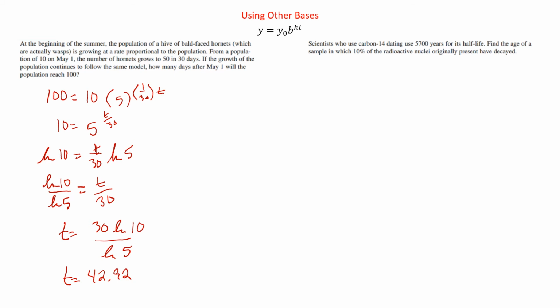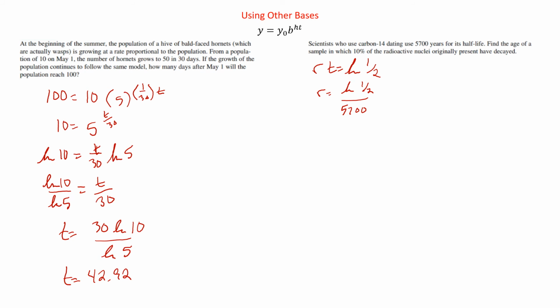Scientists who use carbon-14 dating use 5,700 years for its half-life. Find the age of a sample in which 10% of the radioactive nuclei originally present have decayed. So the first thing we need to do is find that k, or that r, that constant. Remember, on that last slide, rt equaled natural log of 1/2. Well, if we divide by t, because we know it was 5,700 years, we can find r.